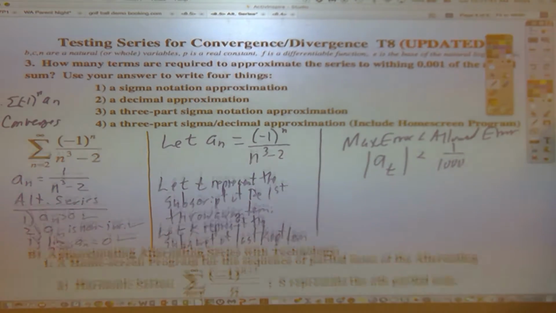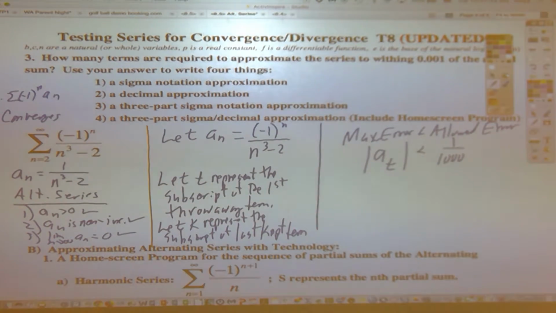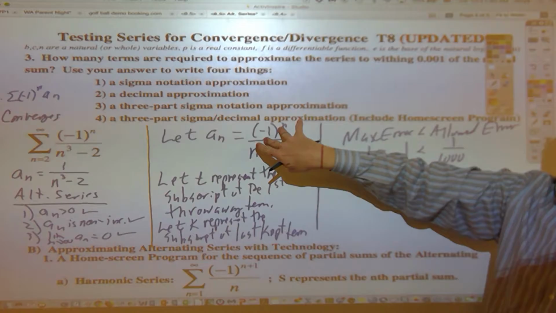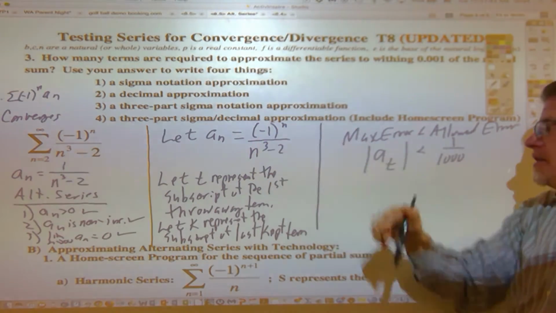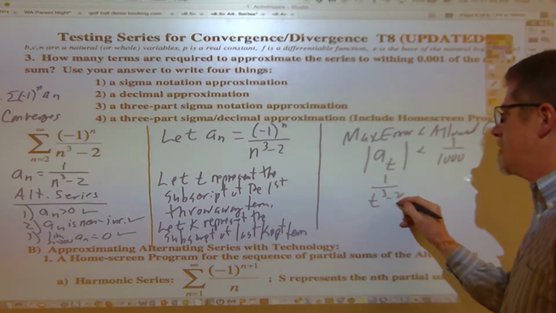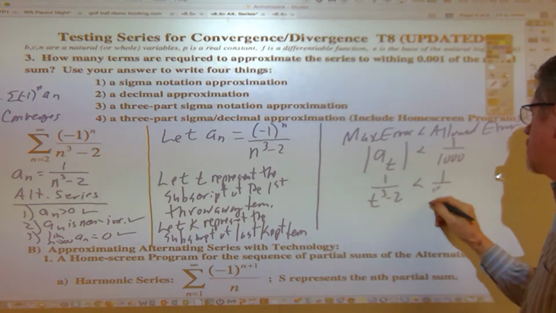Okay? Now, a sub t, according to our definition, the absolute value will wipe out the -1 to the n, right? Because the absolute value of -1 to the n is always 1. So it's basically going to be 1 over t cubed minus 2 has got to be less than 1 over 1,000.